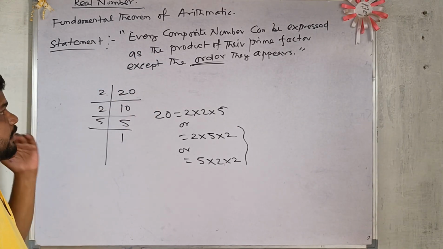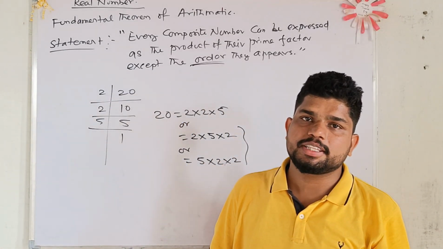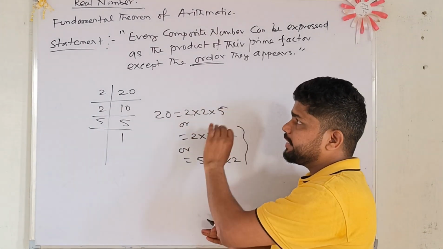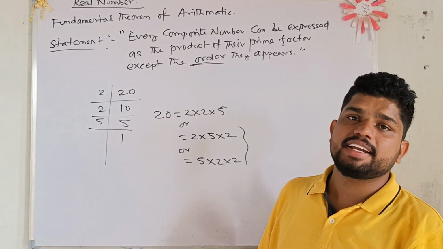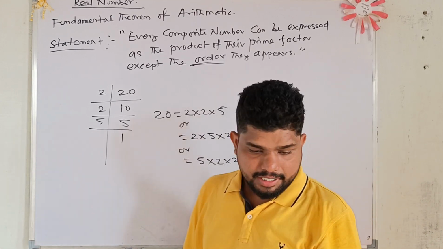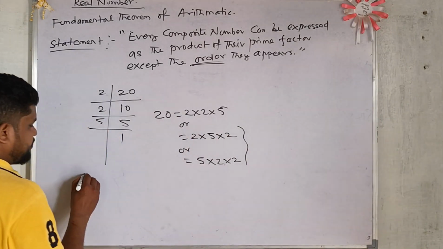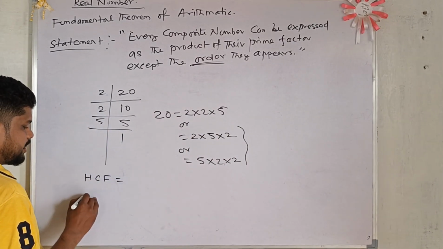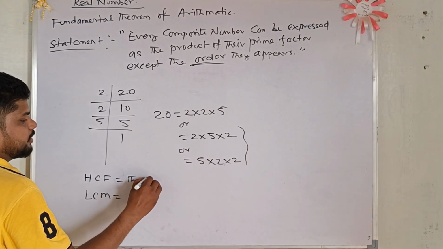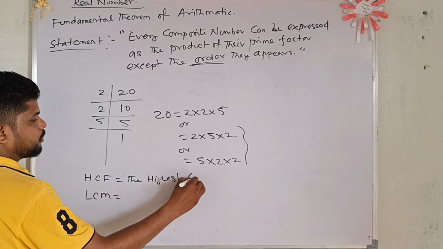Now the question arises: what is the use of the fundamental theorem of arithmetic? Dear children, we use this fundamental theorem of arithmetic to find the LCM and HCF of any two or more than two numbers. Okay, so let us try to understand what the HCF is and what the LCM is. HCF is nothing but the highest common factor.